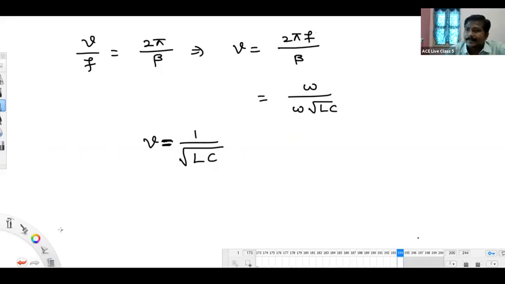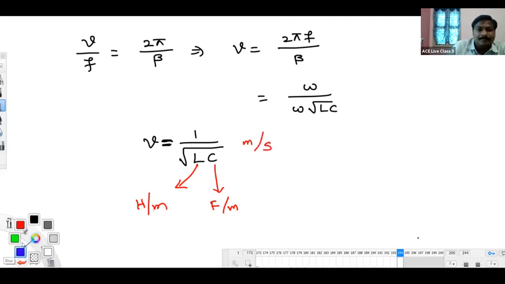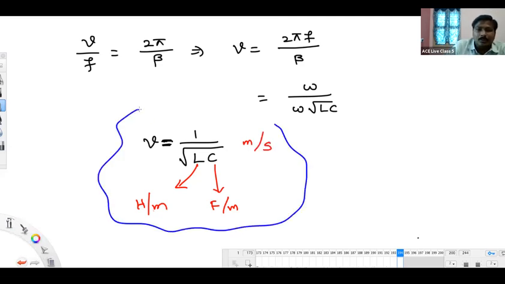1 by root LC, where inductance L is in Henry per kilometer, let us say, or Henry per meter, and capacitance is in farad per meter. So the overall units of this will turn out to be meters per second. Velocity of the wave is 1 by root LC, in meters per second.